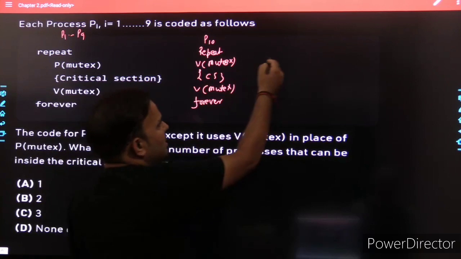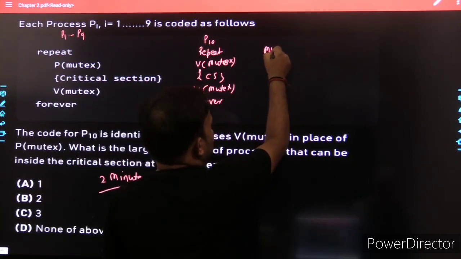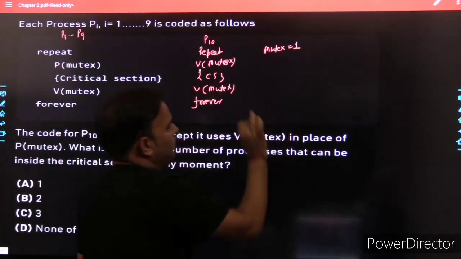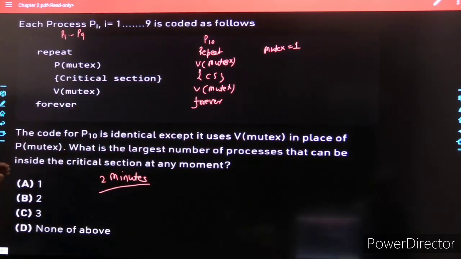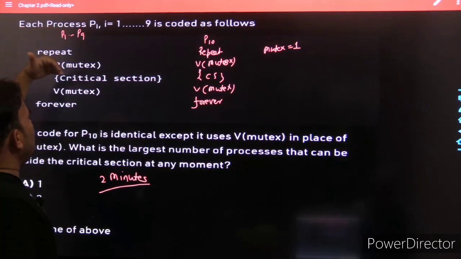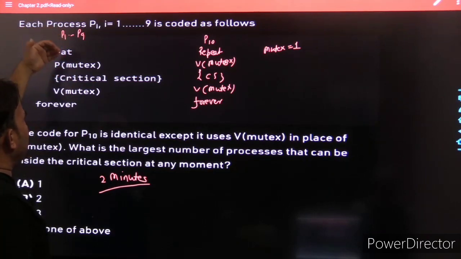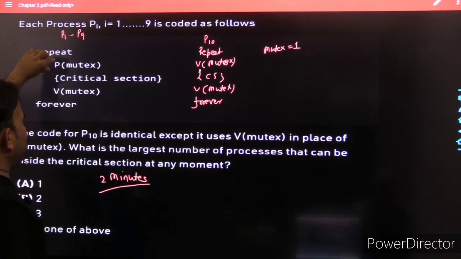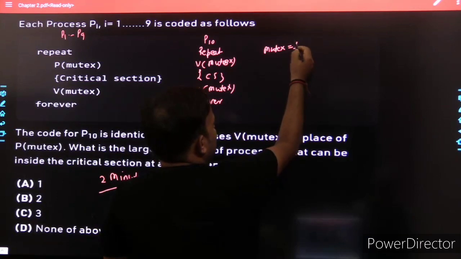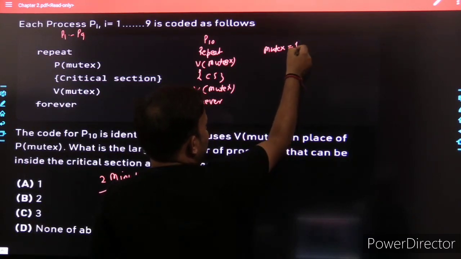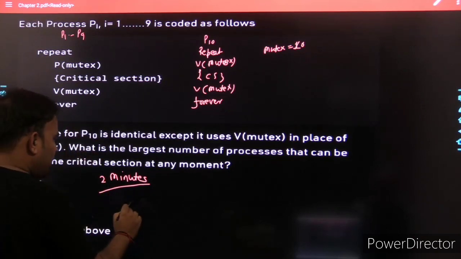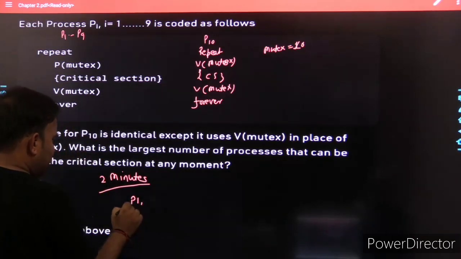Here mutex is a binary semaphore, so I am going to initialize the binary semaphore with the value 1. When P1 wants to go into the critical section, the mutex value is 1, so P1 can perform the down operation. P means down operation, so it will make the mutex 1 to 0. It performs the down operation on the mutex, and it can go into the critical section.